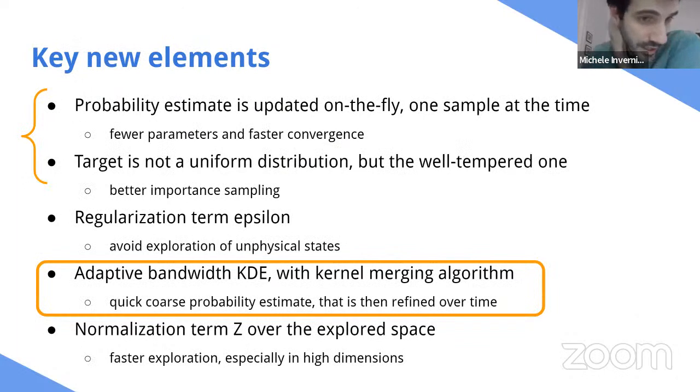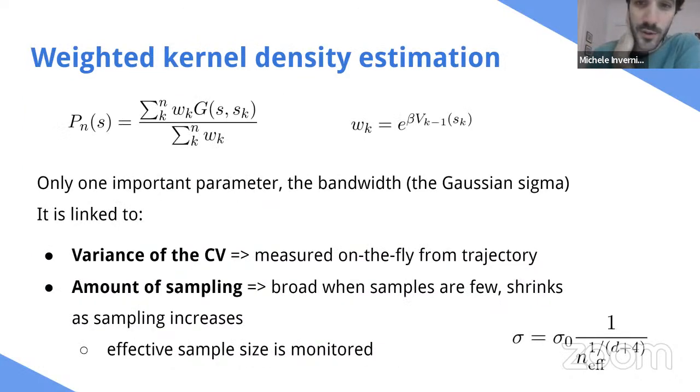Then we use this adaptive bandwidth kernel density estimation with a kernel merging algorithm. Again, I won't go into the details, but the idea is that this gives a nice way to estimate the probability, and especially a way with very few and robust parameters.